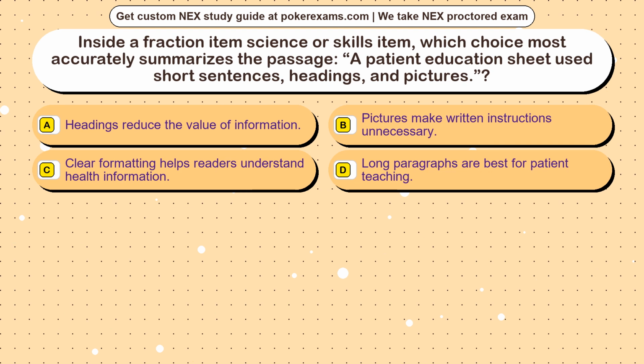Question 24. Inside a fraction item science or skills item, which choice most accurately summarizes the passage? A patient education sheet used short sentences, headings, and pictures. Option A, headings reduce the value of information. Option B, pictures make written instructions unnecessary. Option C, clear formatting helps readers understand health information. Option D, long paragraphs are best for patient teaching.